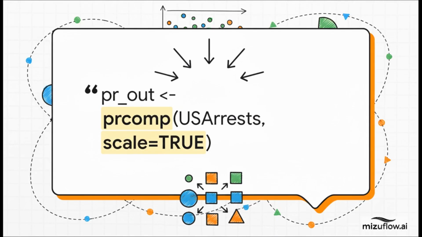Now, this might sound super complicated, but check this out. This is what's so cool. This single line of R code is literally all it takes to run a PCA. The really important part here is scale equals true, and we'll circle back to that in a bit, but just appreciate how accessible this incredibly powerful technique actually is.